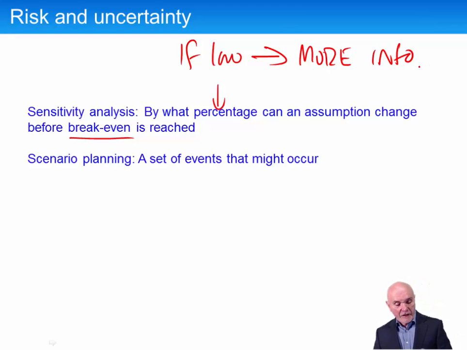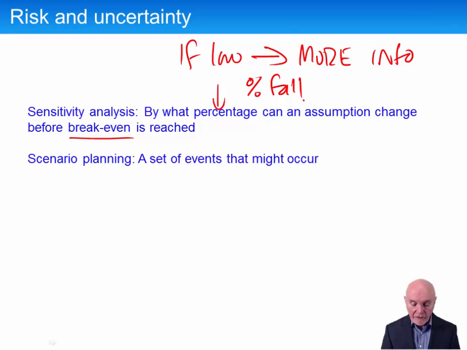So if you could vary one of your assumptions by only 2%, then of course you know that's a really sensitive assumption, and we would really like to try and find out some more information to see how likely that 2% fall is. Remember that there is not really a particular connection between the percentage fall in an assumption and the probability of it happening.